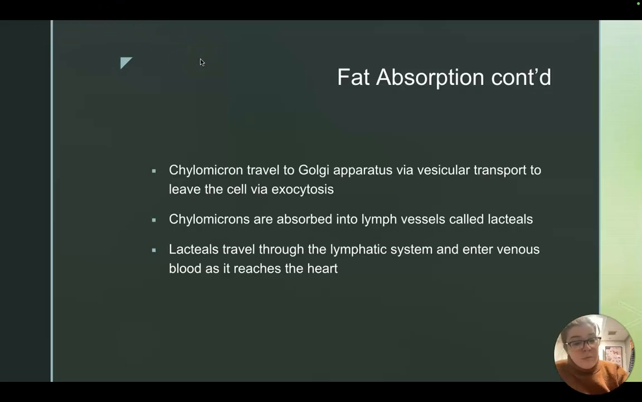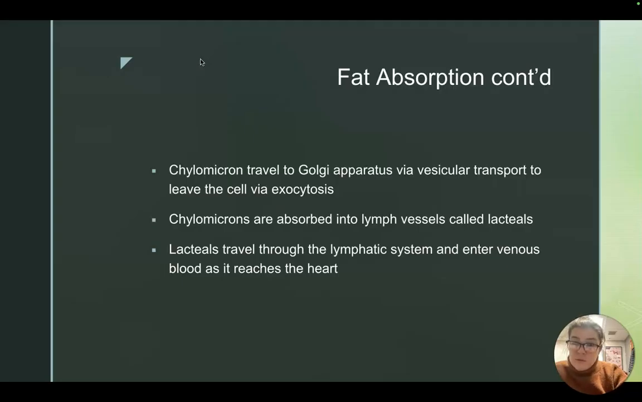Now, this new bundle of molecules travels to the Golgi apparatus in a vesicle to then leave the cell now that it's a chylomicron, and this occurs via exocytosis. Once this exocytosis has occurred, the chylomicrons have left the cell, and they are reabsorbed by the lymphatic system.